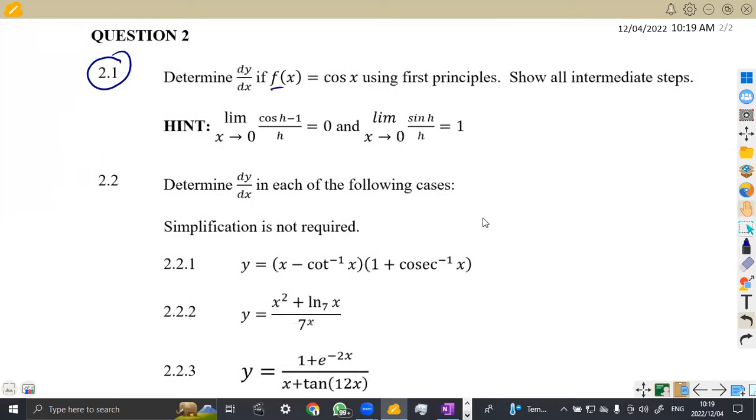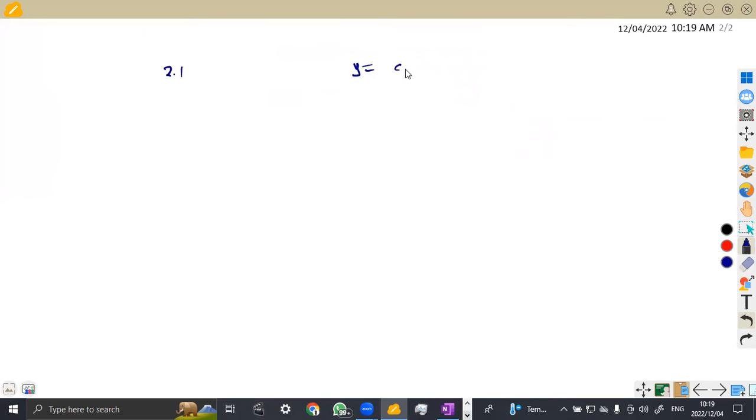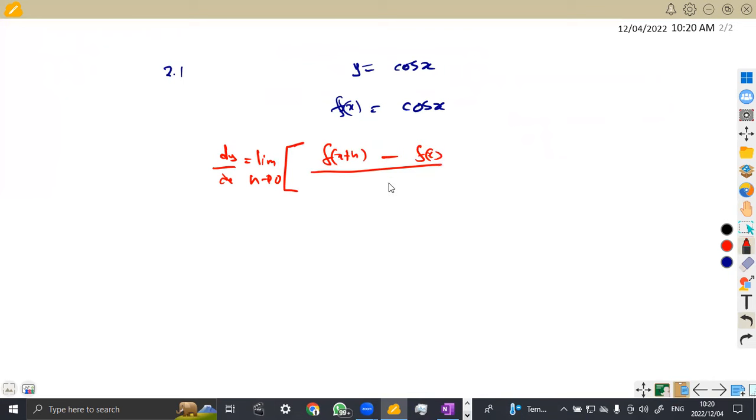But the first thing, how can we apply our first principles for cos? So this is f(x), which is equivalent to cos x. Remember, we are taking this from y is equal to cos x, which is the same thing as writing f(x) is equivalent to cos x. So remember that the derivative, dy/dx, is equal to the limit as h approaches 0 of f(x+h) minus f(x) over h. This is the formula of first principles that you're supposed to have.